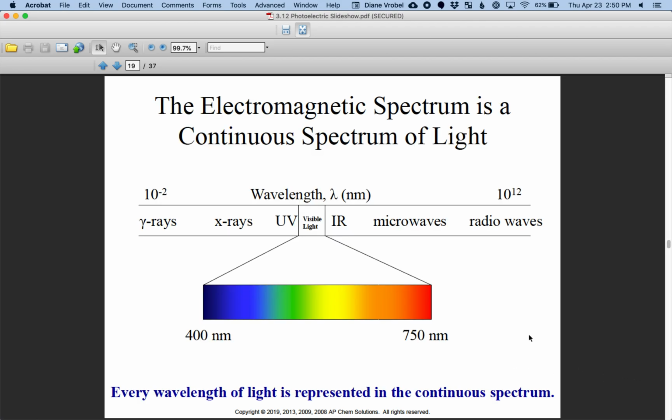And how does it relate to the electromagnetic spectrum? The electromagnetic spectrum has a certain amount of energy. And notice that we're talking about 400 nanometers to 750 nanometers. So that is the wavelength of visible light. The amazing thing is visible light is a very tiny section of the electromagnetic spectrum. We cannot see ultraviolet, we cannot see IR.